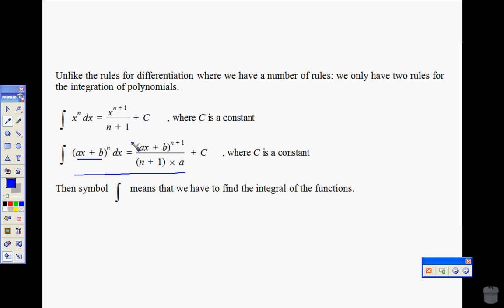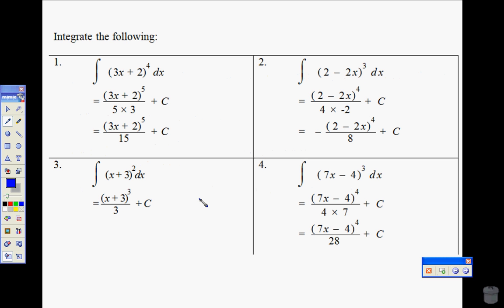Now these rules are given to you in the table of standard integrals, so if you don't remember, you'll be able to go to a paper in the exams and find out. Notice we're starting to use that integration symbol a bit more as we've talked about in class. So let's have a look at some examples of what we're following here.